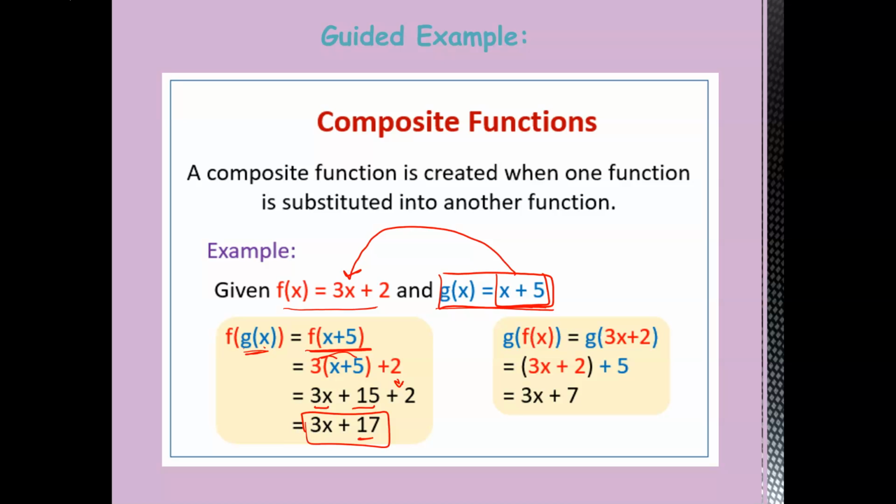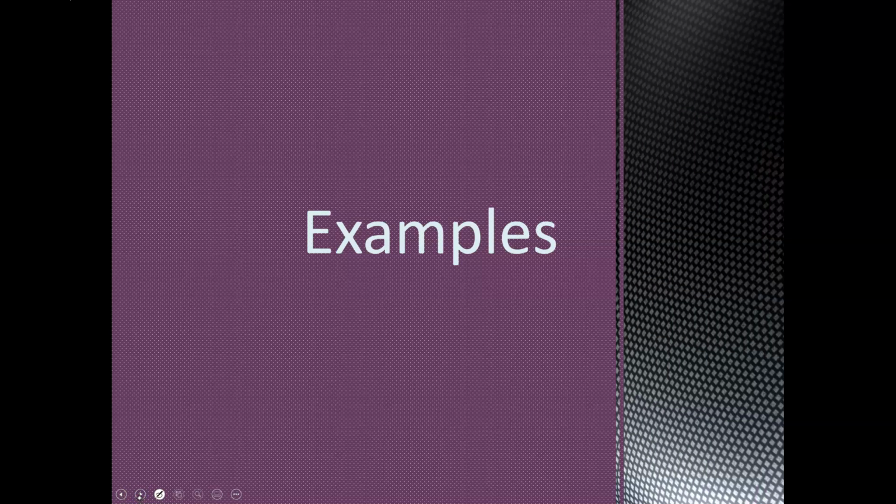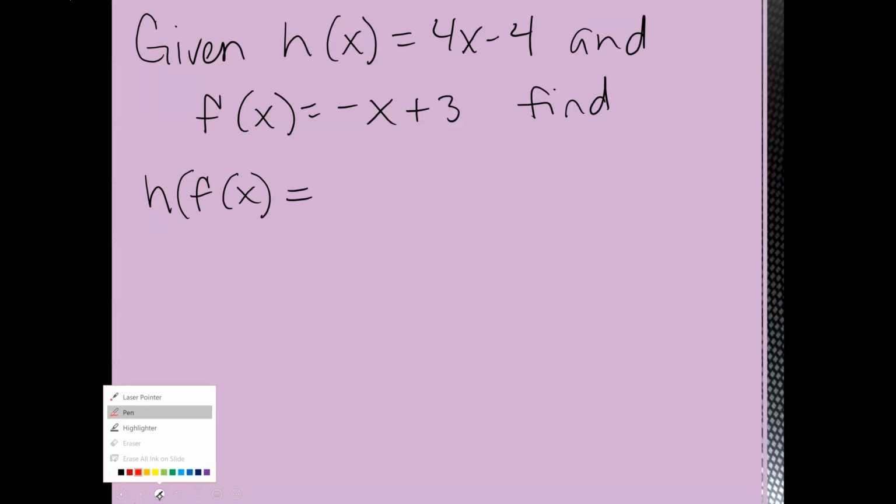And you can also go the other way. I can take f of x and plug it into g's x's, which is this one right here. There was nothing to distribute, so they got rid of the parentheses and combined 2 and 5, which gave them the 7, okay? Another guided example, okay? So you can pause the screen and look at it if you want to. It's going over the same thing. So let's do some examples ourselves, okay?